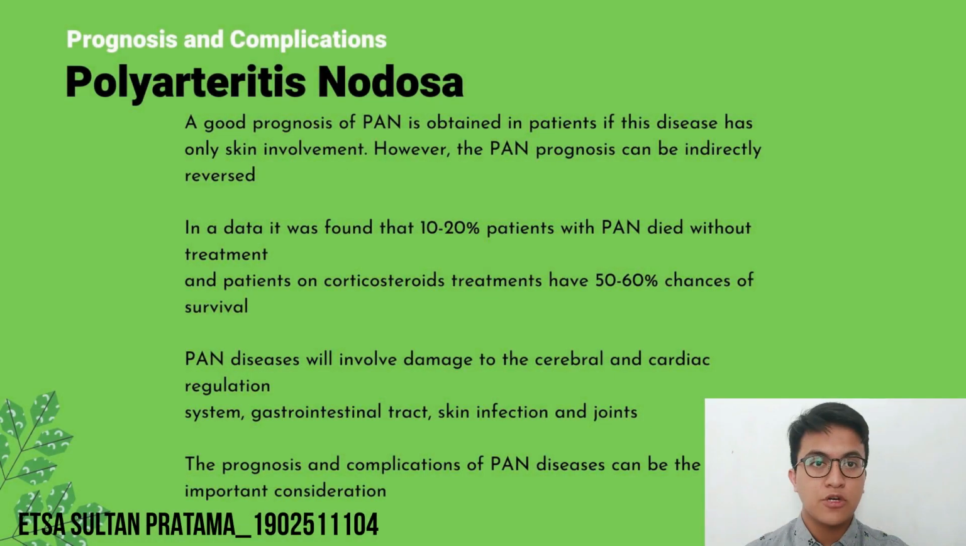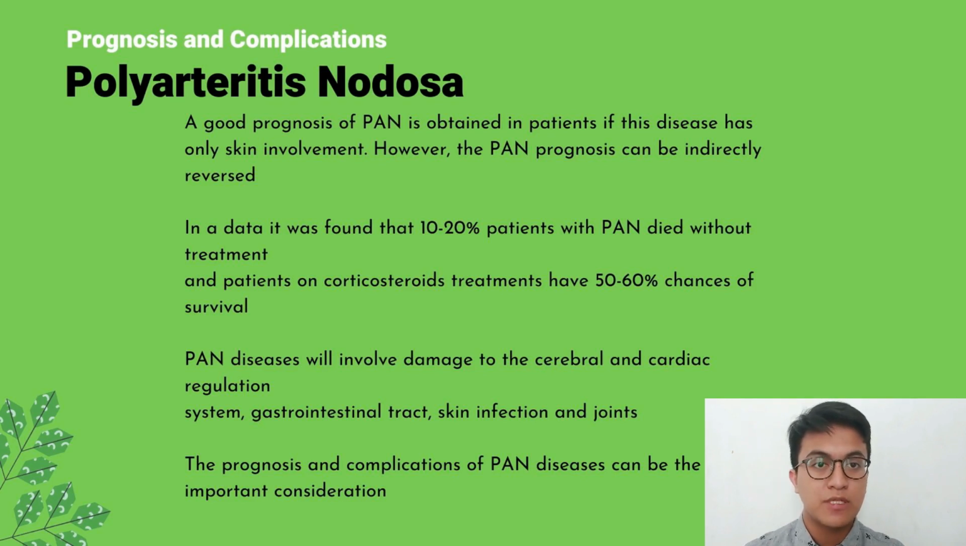A good prognosis of polyarteritis nodosa or PAN is obtained in patients if this disease has only skin involvement. However, the PAN prognosis can be indirectly determined. In the data, it was found that 10 until 20% of patients with PAN died without treatment, and patients on corticosteroid treatment have a 50 until 60% chance of survival.